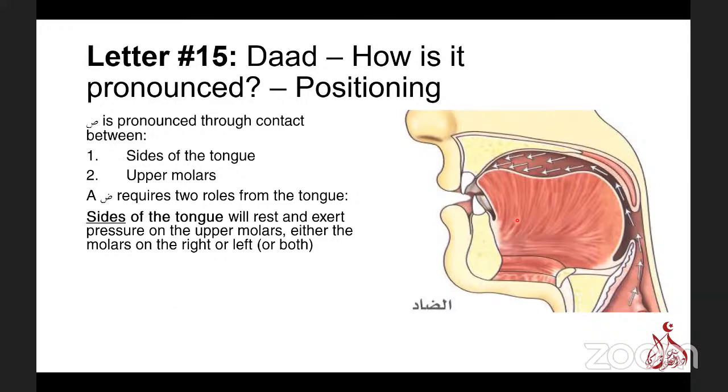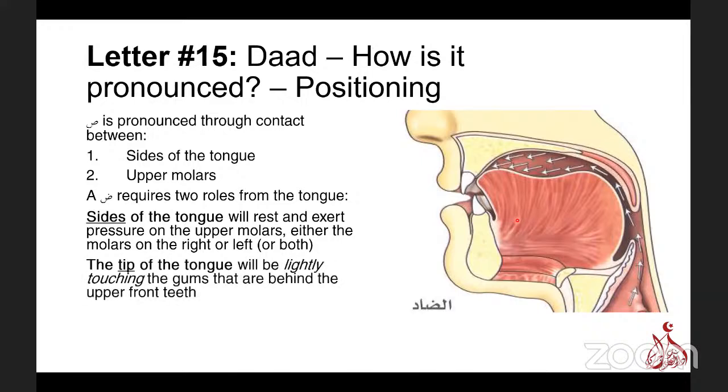So that's the sides of the tongue. The sides of the tongue are going to be pushing against and resting on the upper side teeth, and you can choose which side, left or right. We talked about the sides. Now, what about the tip of the tongue? The tip of the tongue will be lightly touching, not resting, lightly touching the gums that are behind the upper front teeth.